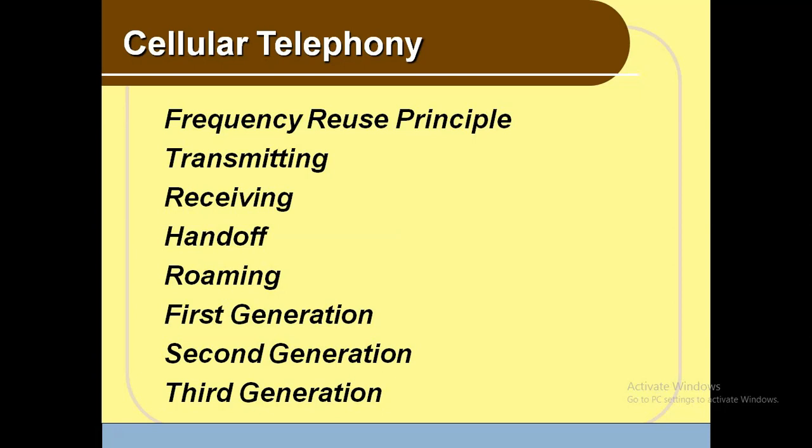Now the generations: the first generation, second generation, third generation. In the first generation, we have AMPS, and then DAMPS, that is digital and analog AMPS.